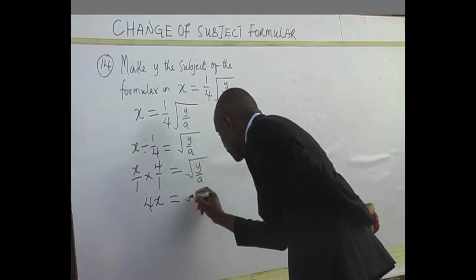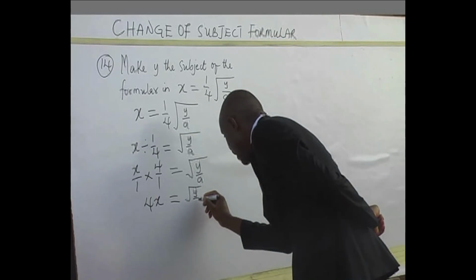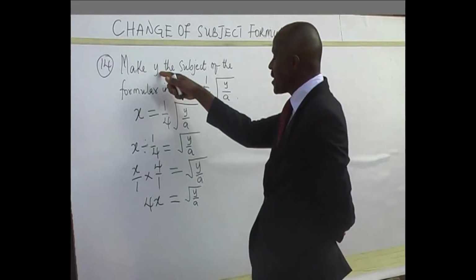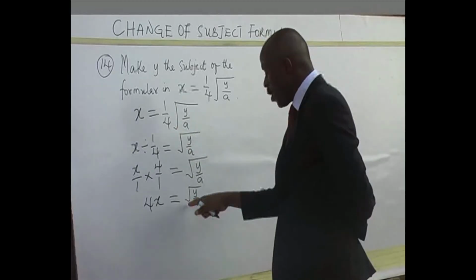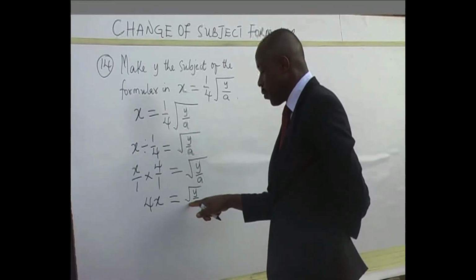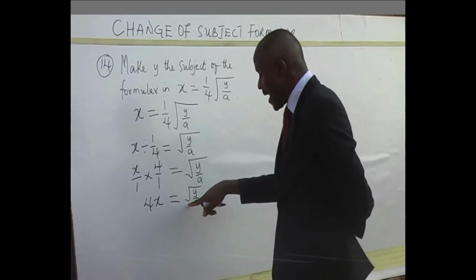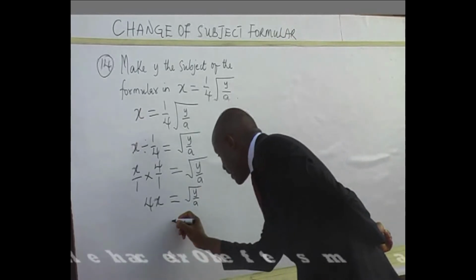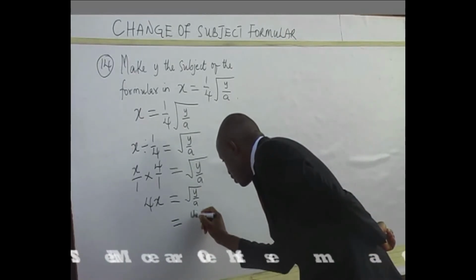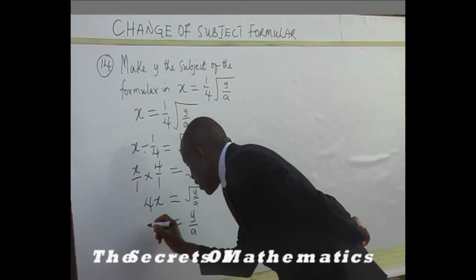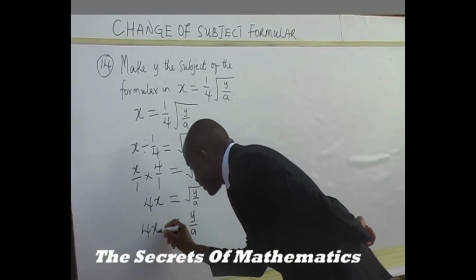Is equal to the square root of y all over a. Remember, it was y that we were asked to make the subject of the formula. If you want to remove this sign of square root, you square both sides. If you square the square root of y all over a, you'll be left with y all over a. That means in the right-hand side of the equation, you'll be left with y all over a. In the left-hand side, you are going to have 4x squared.